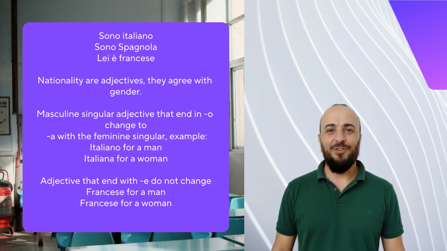You can also say your nationality using essere and your nationality. Examples: sono italiano, sono spagnola, lei è francese. Remember, nationalities are adjectives, they agree with gender. In Italian, masculine singular adjectives that end in o change to a for the feminine singular. For example, italiano for a man, italiana for a woman.